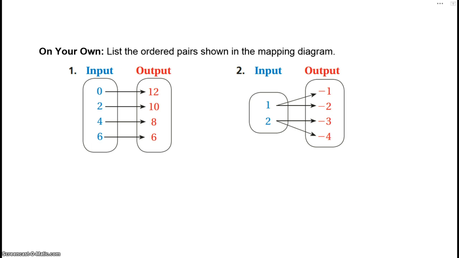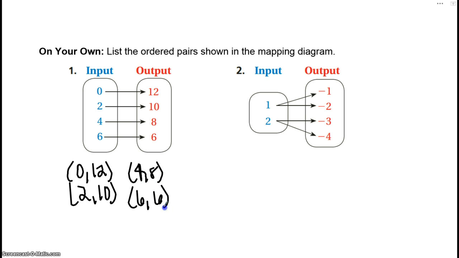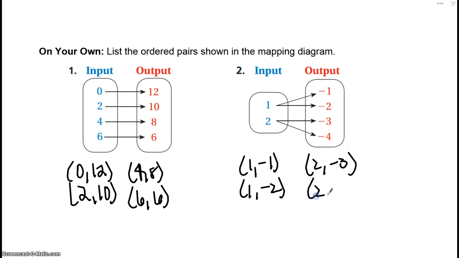Here's two more examples of listing the ordered pairs. This one's pretty straightforward. It's going to be 0, 12, 2, 10, 4, 8, and 6, 6. Number 2, I'm going to have 1, negative 1, 1, negative 2, 2, negative 3, and 2, negative 4.